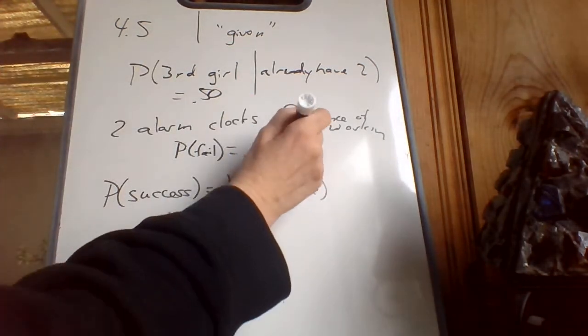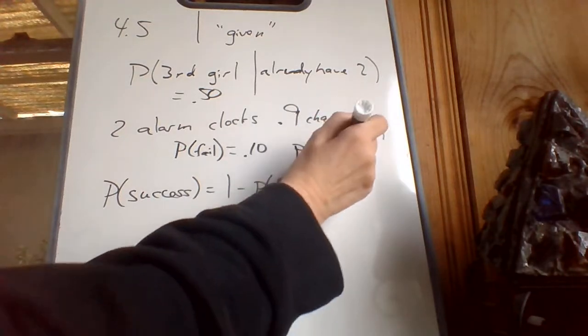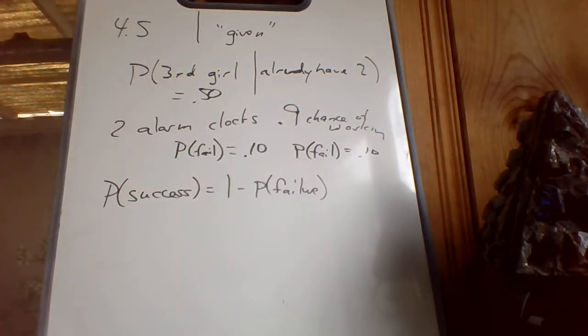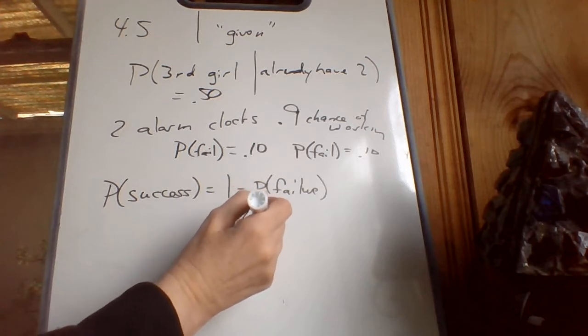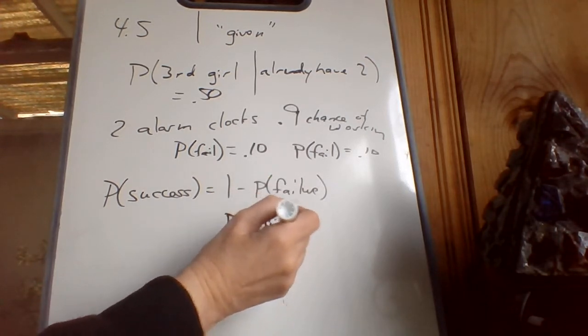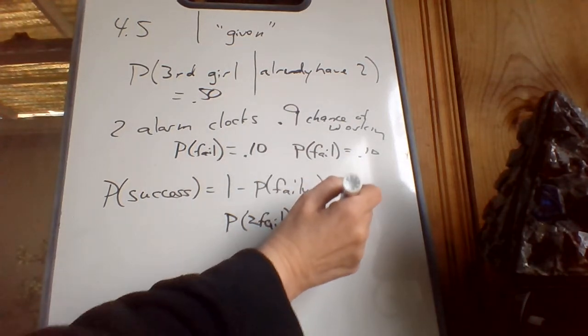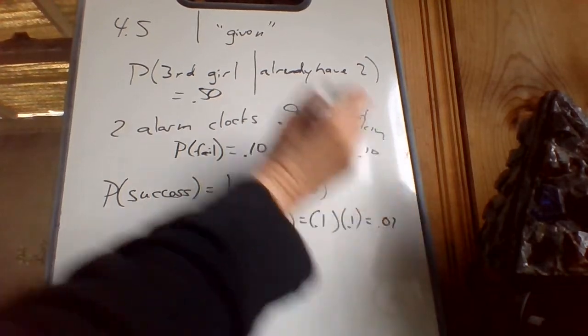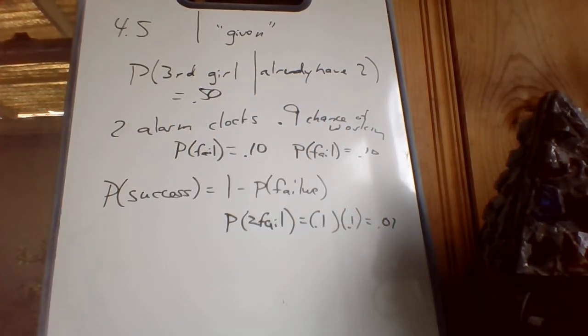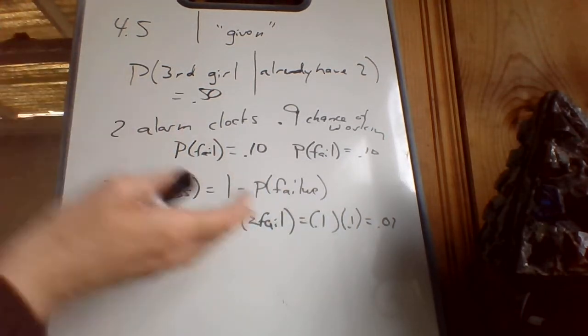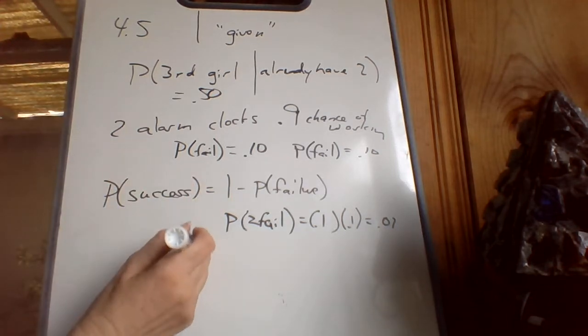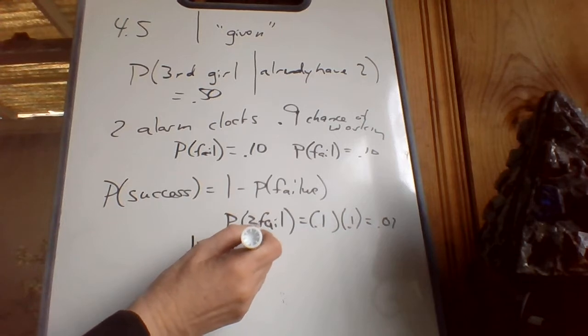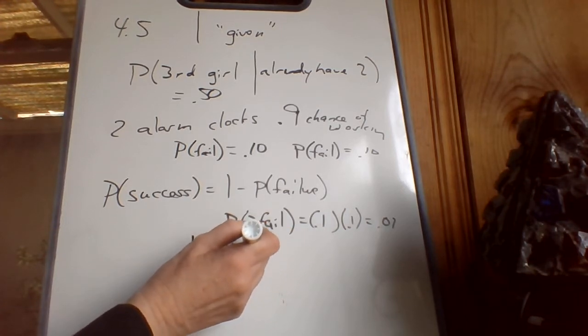If the second one fails, that's also a 10% chance. And if they both fail, they are independent of each other. The probability of 2 failures is, since they are independent, I could just multiply those. 0.1 times 0.1, 0.01. So I've now figured out the chance of me not showing up for the exam. They both have to fail for me to not show up for the exam. And then I want success. 1 minus the probability of failure. There's a 99% chance I'm going to actually make it to my final exam.